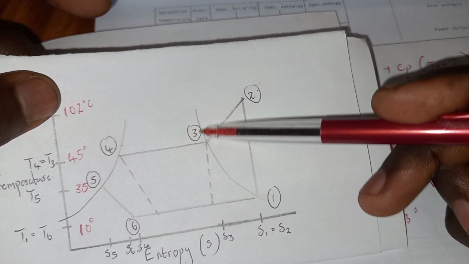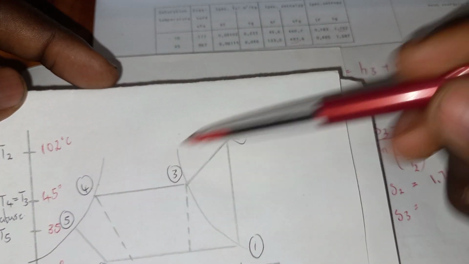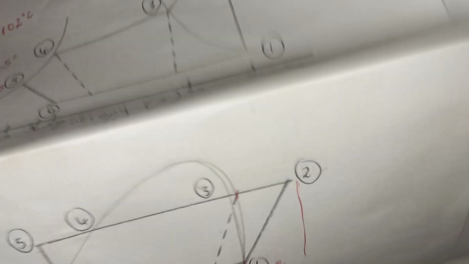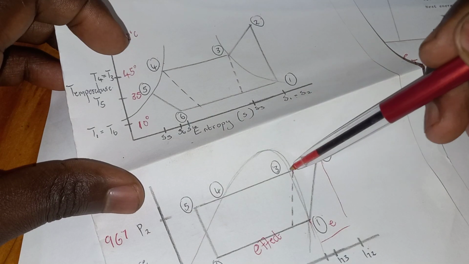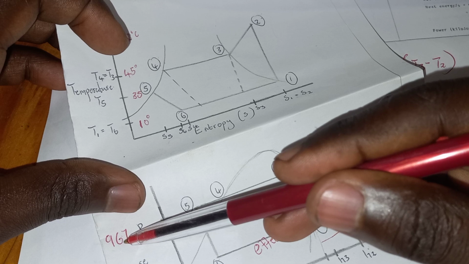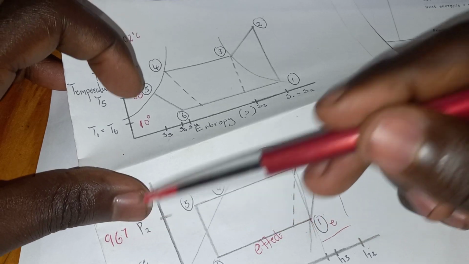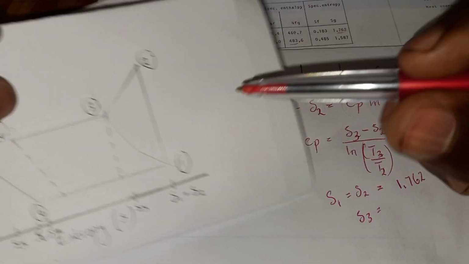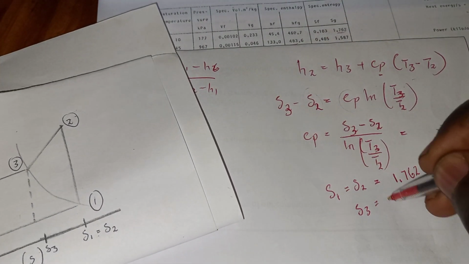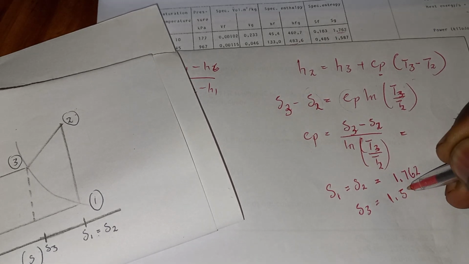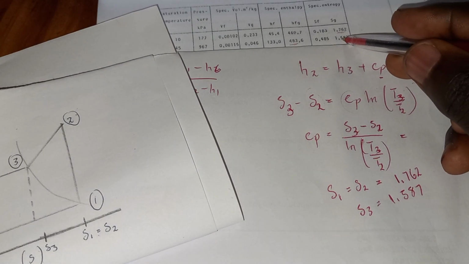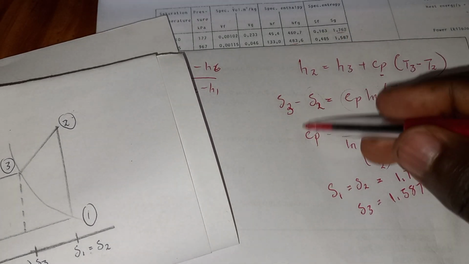Number 3 here. So entropy number 3 will be given at this pressure number 2. Remember, the value at pressure number 2 is this one. So the pressure here, number 3, is also at the pressure of 967. So from this point, you can then say number 3 is 1.587, which is this one, right? And then from there, you can calculate your CP.